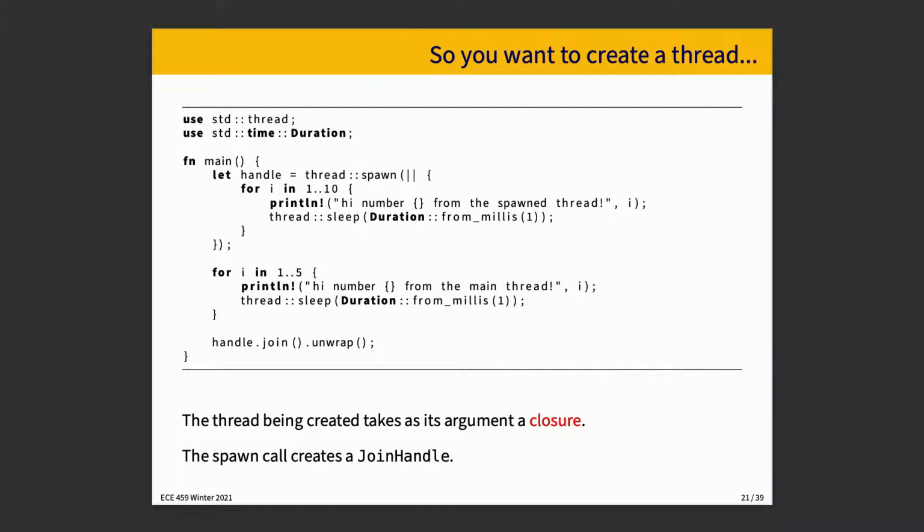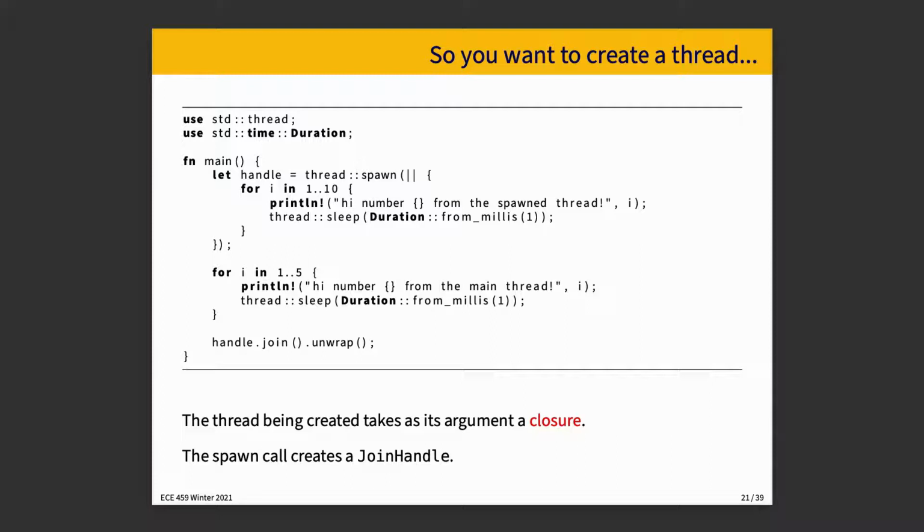Okay, so you want to create a thread. All right, here's a way that we can do it. The mechanism for doing so is referred to in Rust as spawning. And again, this resembles the pthread create kind of semantics. But there's a couple of things worth noting.